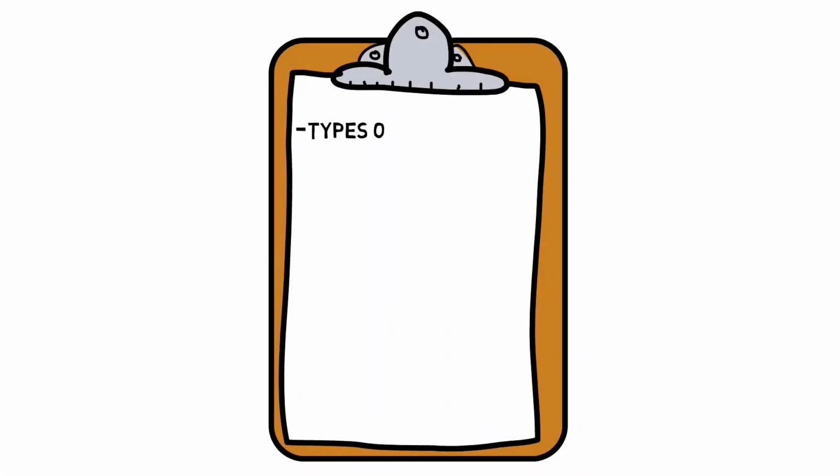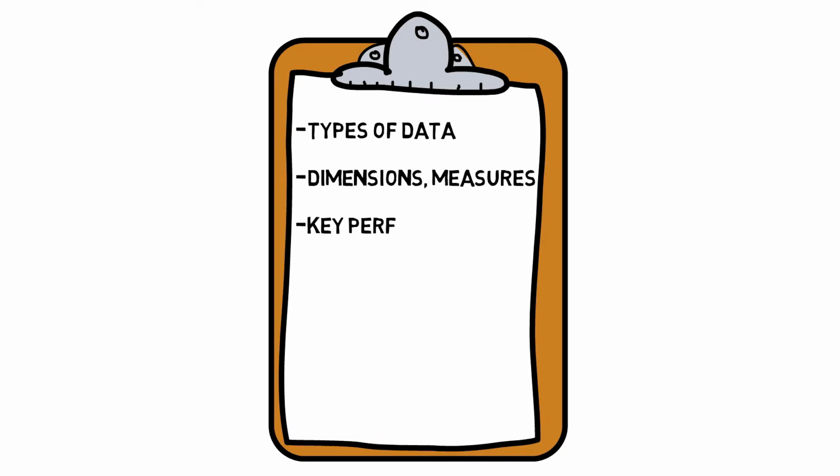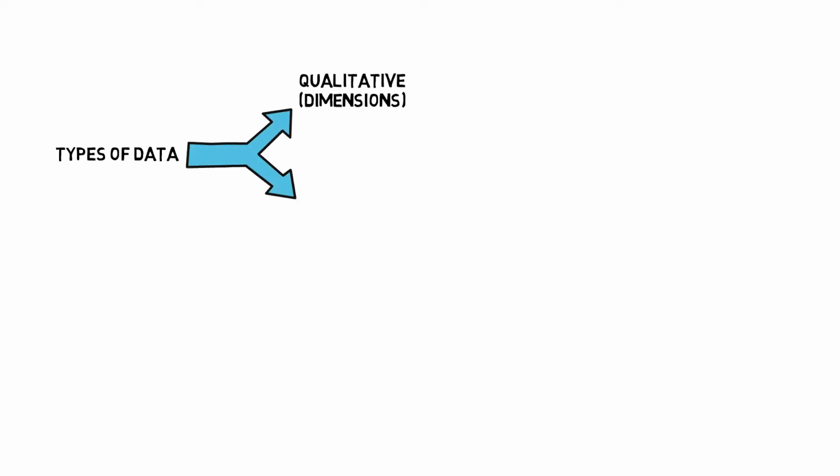In this lecture, we'll be looking at the types of data, the difference between dimensions and measures, and how they can help us analyze data. Finally, we'll be looking at key performance indicators, which are KPIs, and their importance.